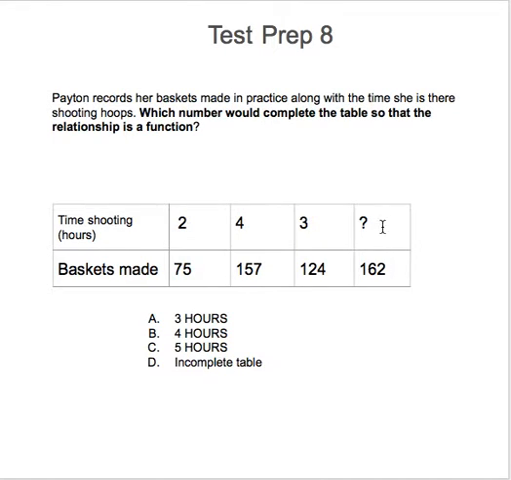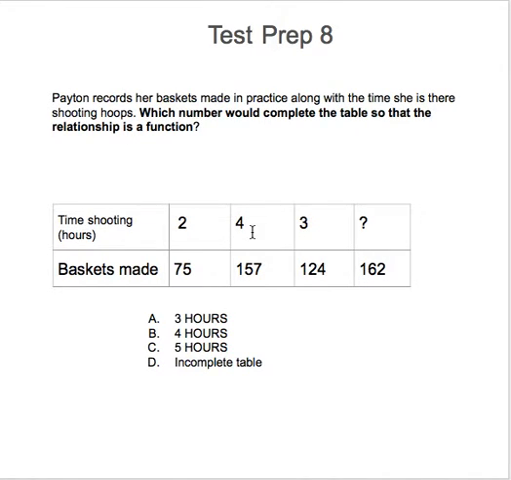So for this to truly be a function, which of these would be accurate? 3 hours, 4 hours, or 5 hours? Or is this table incomplete? Well, if you remember, a function is a relationship where an input that's the same has the same output. If I wanted to say this was 3 hours, that won't work because 3 hours already told us that there's 124 baskets. So it can't be letter A. It's not 3 hours. Inputs of the same cannot have different outputs, which were baskets.